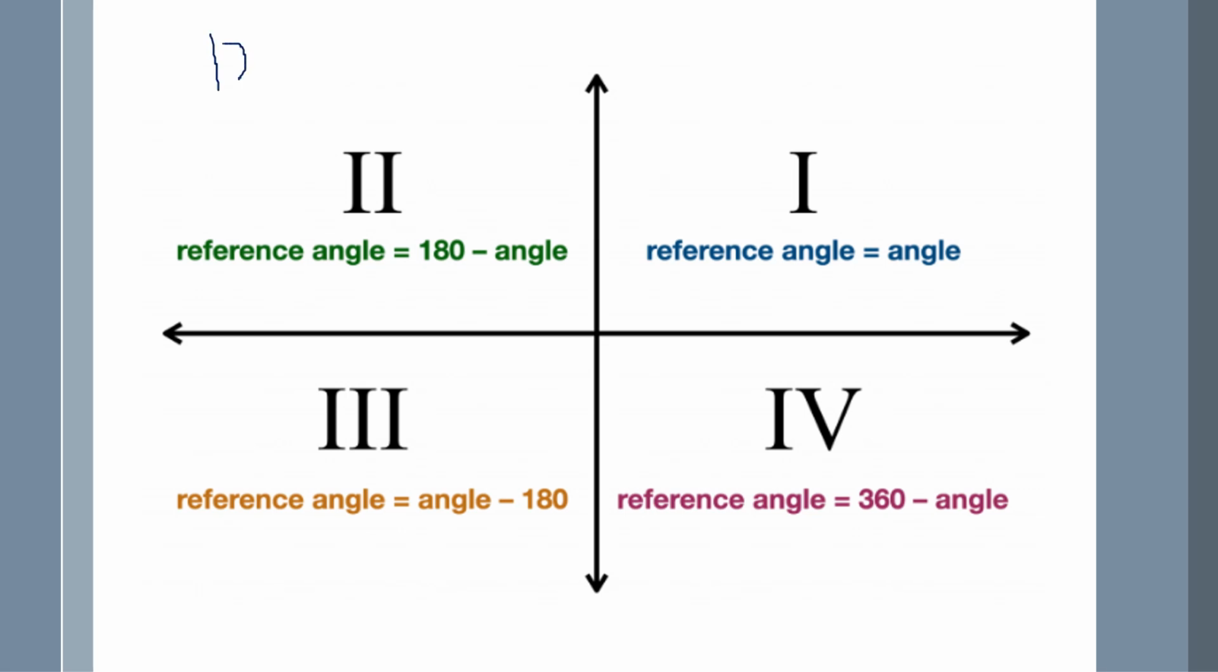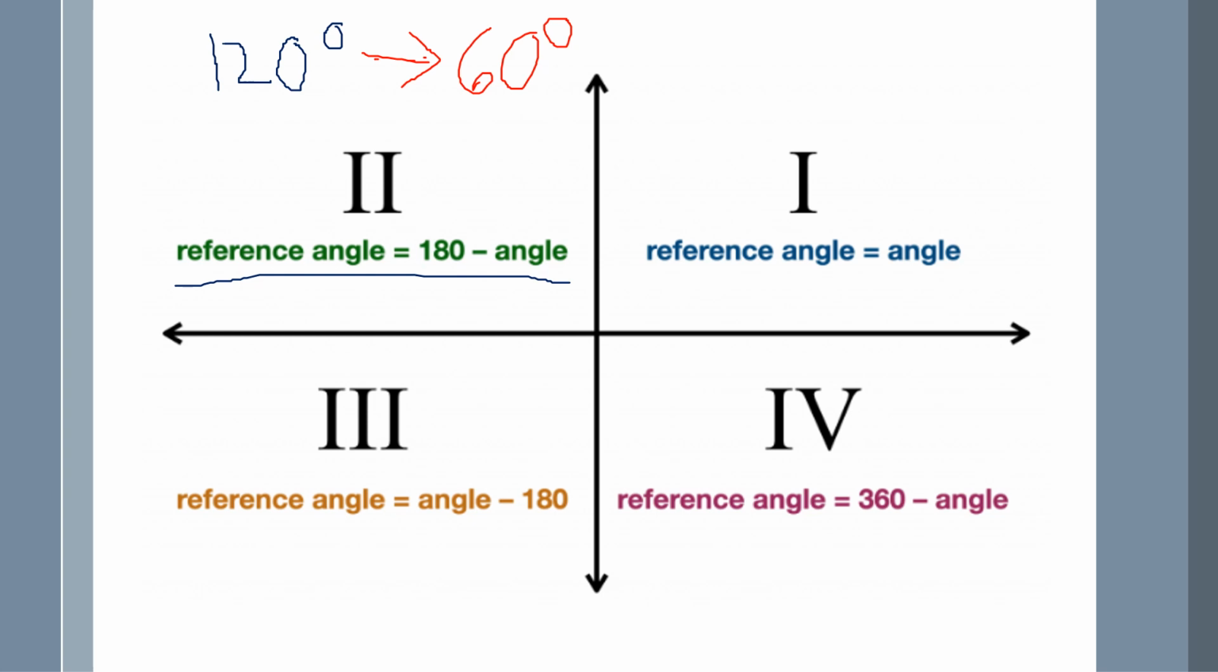And to do that, for example, if I was going to say 120 degrees, now I'm trying to find the reference angle. Well, I know 120 degrees is not in quadrant 1, it's in quadrant 2. And because it's in quadrant 2, I have to get 180 and subtract 120 from it. So 180 minus 120, that's going to be 60 degrees. So that means my reference angle for 120 is 60 degrees.